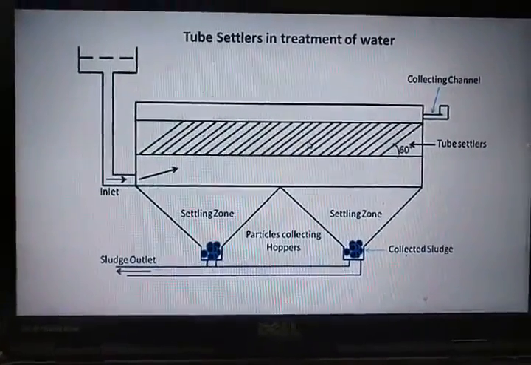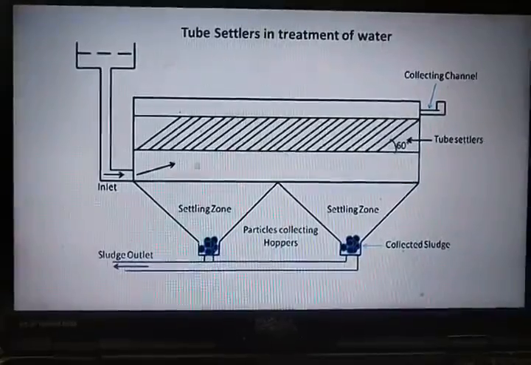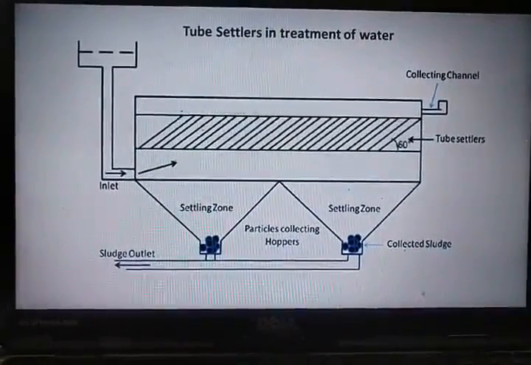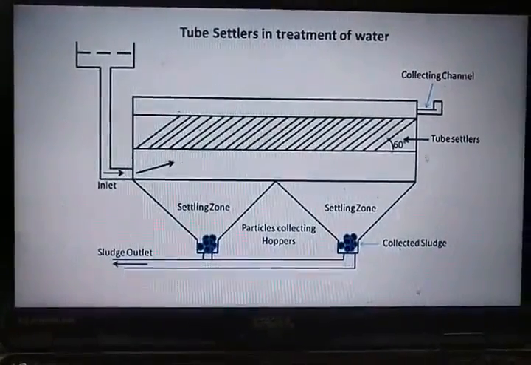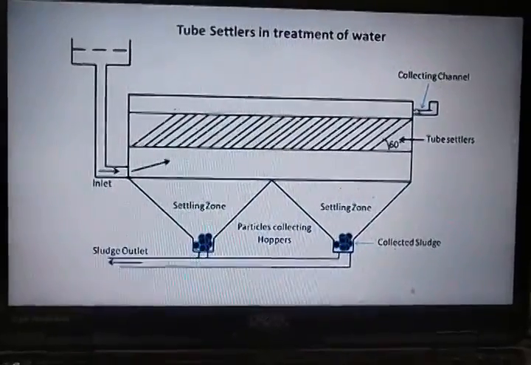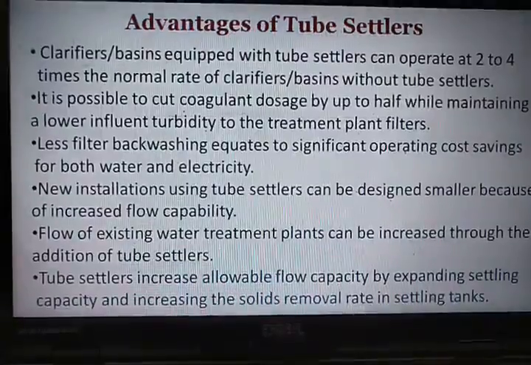This is called a tube settler, and similar to the four different zones, here also you can see the inlet zone, the settling zone, the sludge zone, and also the outlet zone. So these are nothing but the advanced type of sedimentation tank.